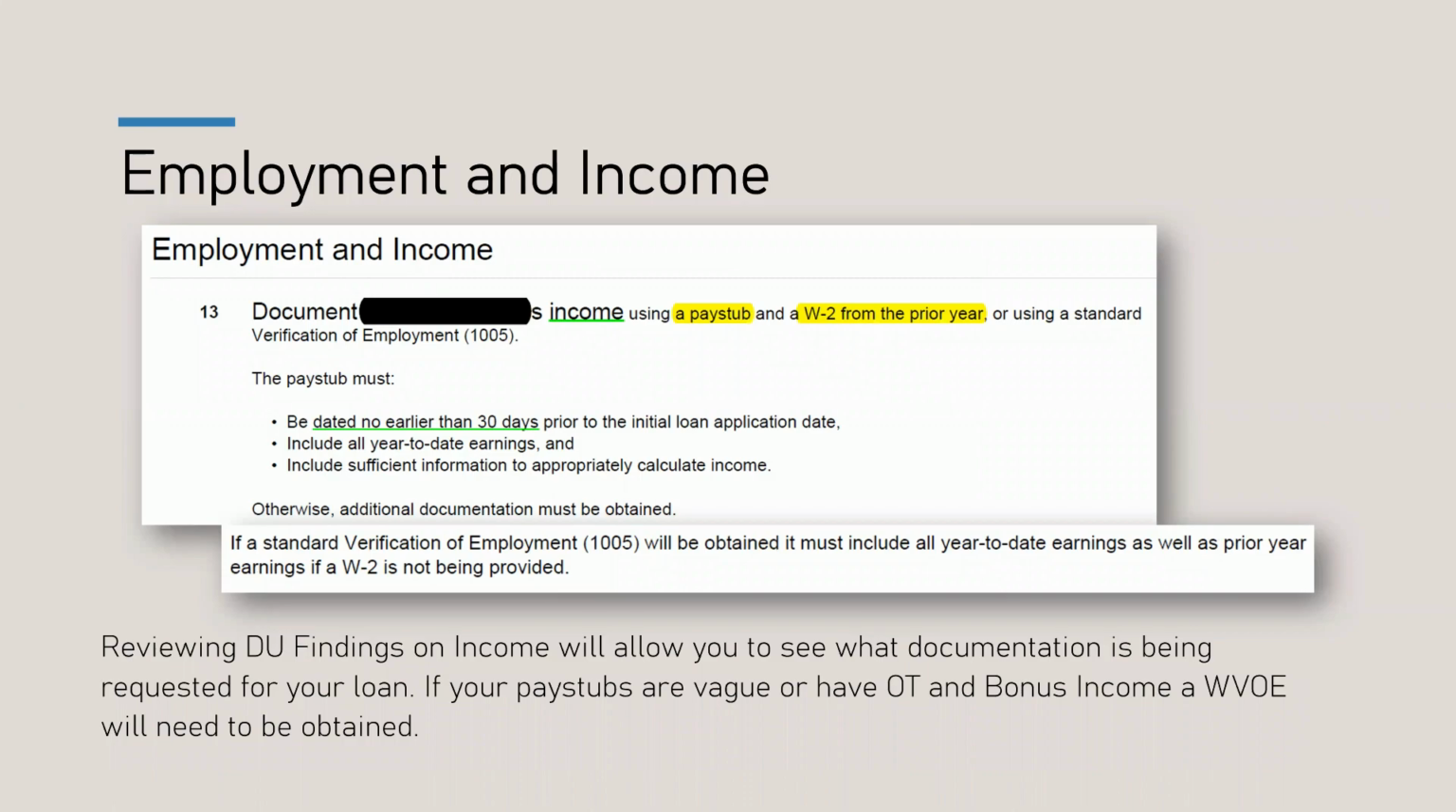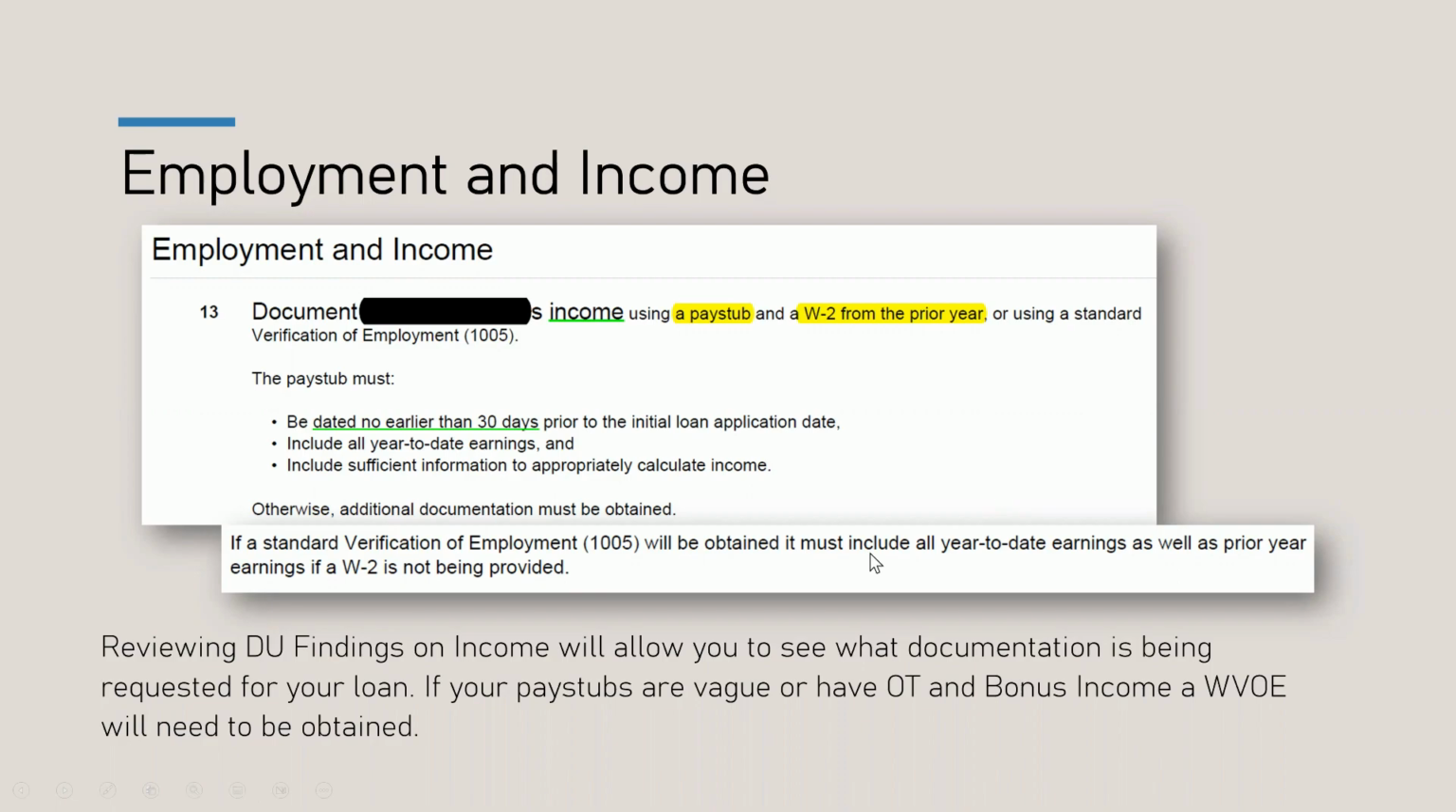Employment and income, same thing here. Anytime you have any type of employment, whether it's self-employed, you have overtime, bonuses, or anything like that, it's going to let you know what we need. You've got to make sure that you're calculating it based on that, because sometimes it's going to tell you previous 2 years or 1 year and year to date. It can actually break that down for you that way.